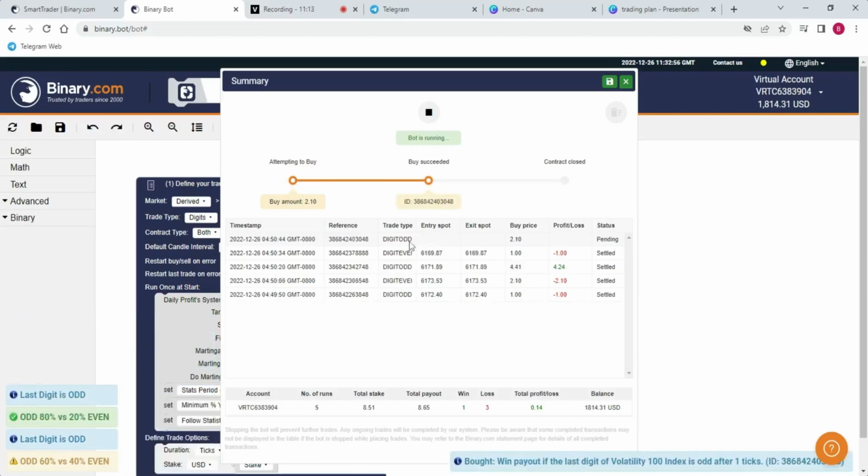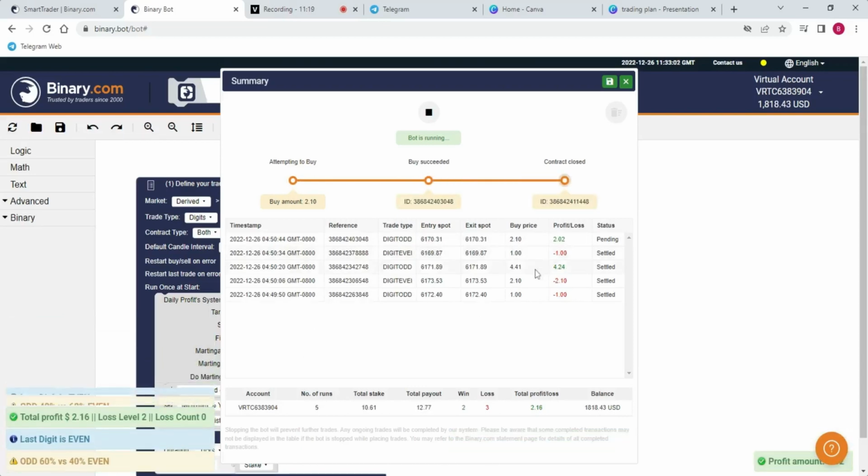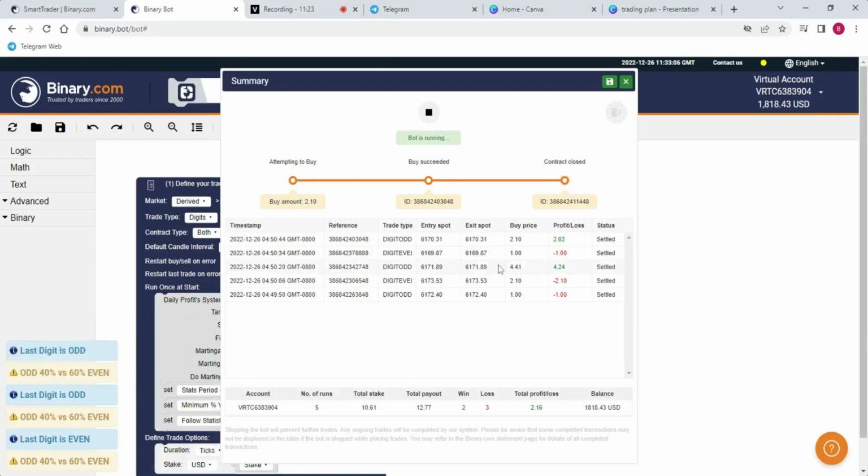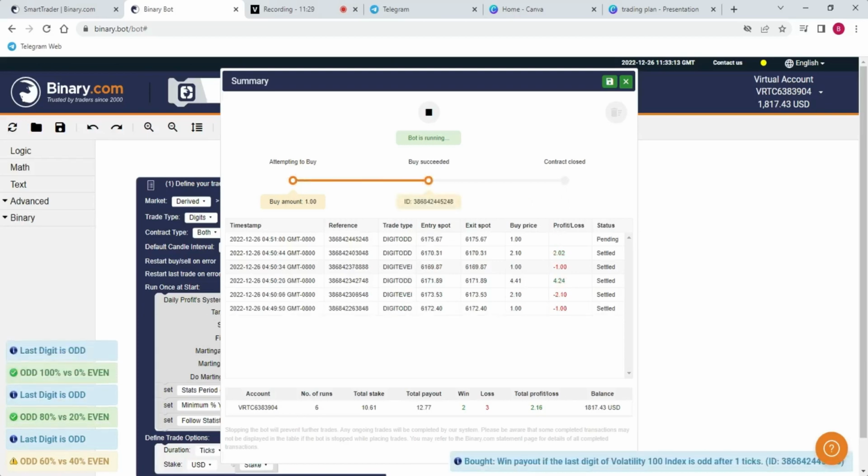Okay, so let's see. Odd, it has gotten. One is odd. So those are the first 5 runs. Okay, let's go up to 10 and see what will happen, if we'll run into losses or we'll run into gains. Okay, let's see.